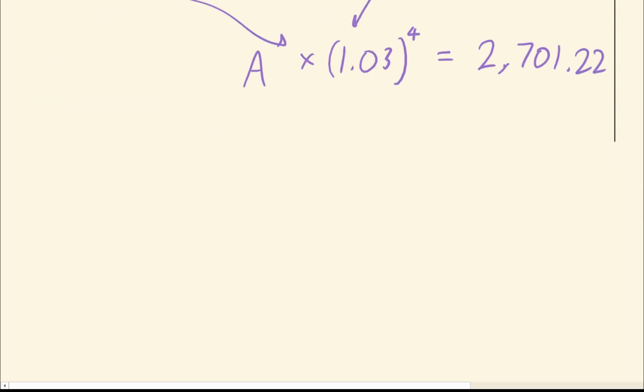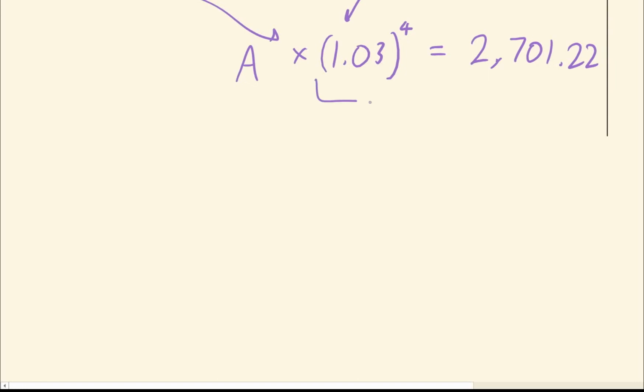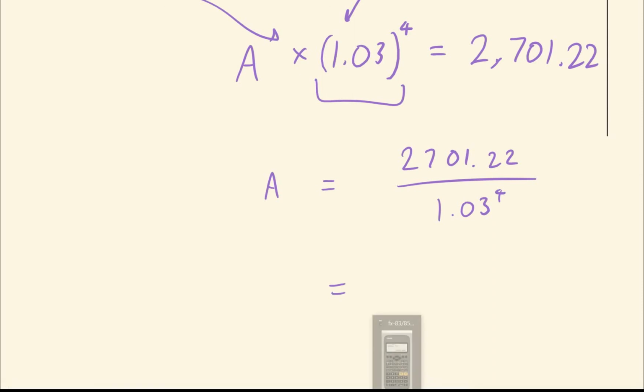£2,701.22. And then it's the exact same idea. The opposite of timesing by this thing is going to be dividing by this thing. So the original amount is going to be 2701.22 divided by 1.03 to the 4. Let's type that in and see what that gives us.